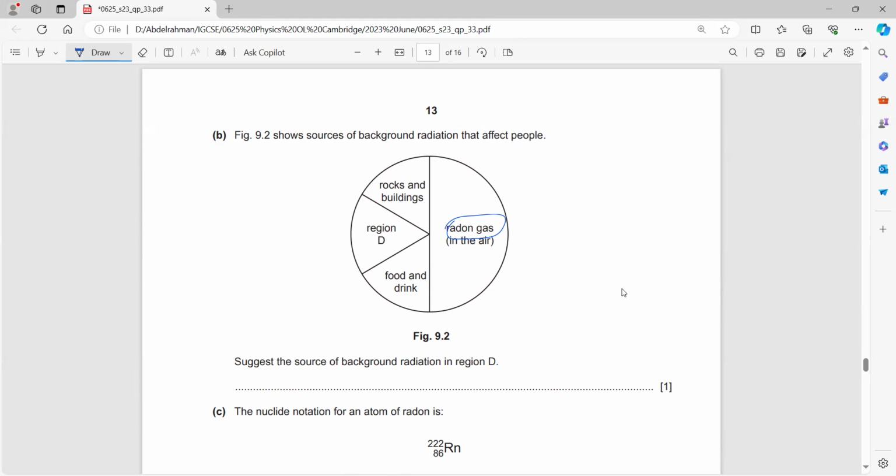What do we call region D? We call it the cosmic radiation, which comes from space, from the outer space, from other stars when they blow up. So this is the fourth radiation. We have radon gas, rocks and buildings, food and drink, and then cosmic radiation. Sometimes we can name it the sun as well. Sometimes, not always. Okay.